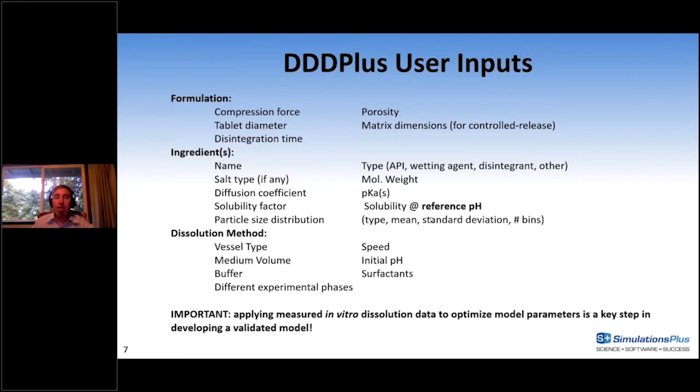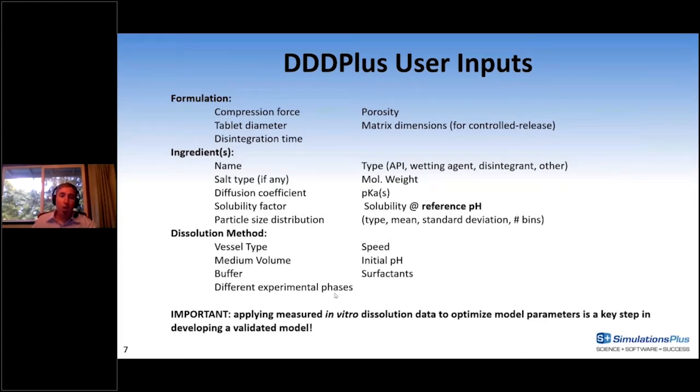Then you need to set the apparatus information or the dissolution method: the vessel type, the speed at which it's operated, the initial pH, the media volume, the buffer concentration, any surfactants in the media, or any different dissolution phases. If you have a gastric to intestinal buffer transit experiment, you need to specify those phases of the experiment in the software.